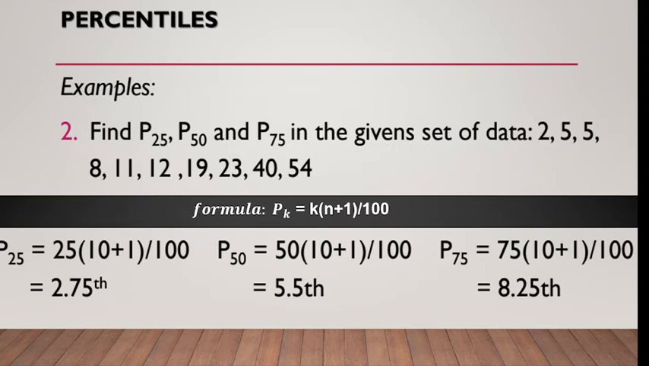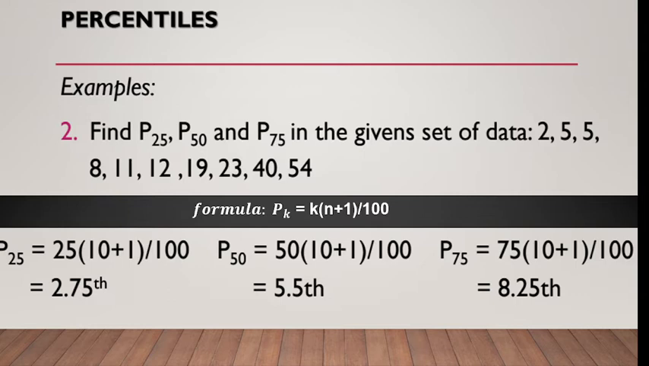Then for P sub 25, substitute all the values, we can have 25 times 10 plus 1 over 100. Then 25 times 10 plus 1 over 100 is 2.75. Meaning 2.75 is not the exact value of P sub 25 but it is what we will use to locate the value of P sub 25. So we round off, and we can have 3. Then we look at the third position in the given set of data. So P sub 25 is equal to 5.